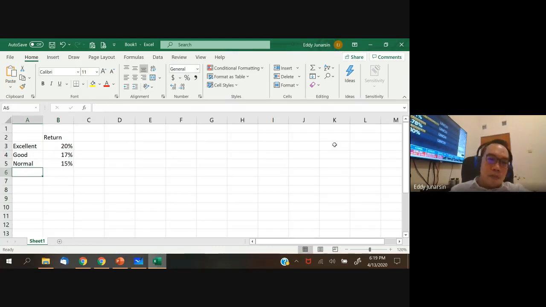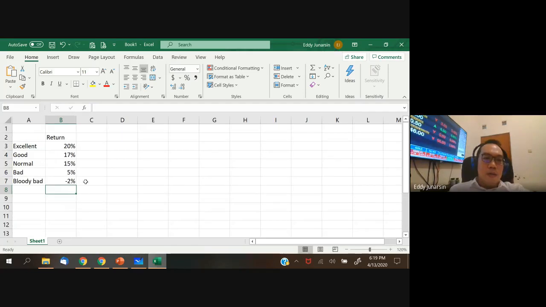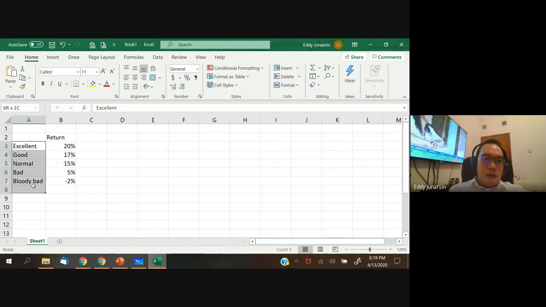This is just again an example, right? But if it's not that good, we might have to go down to maybe 5%, right? And which is really bad, bloody bad, we might make a loss of 2%. Okay, so these are the projected returns based on the scenarios that we have created.